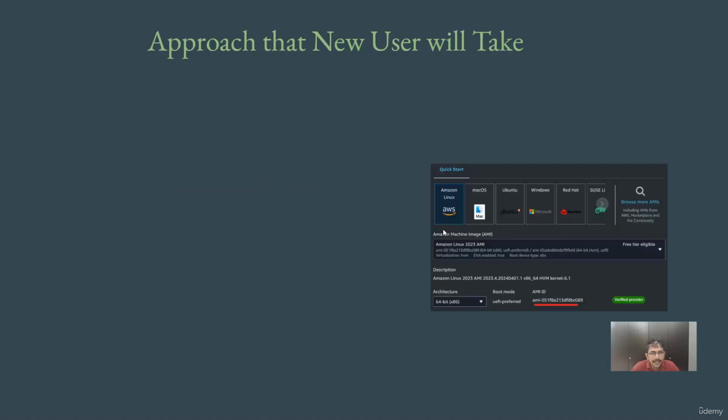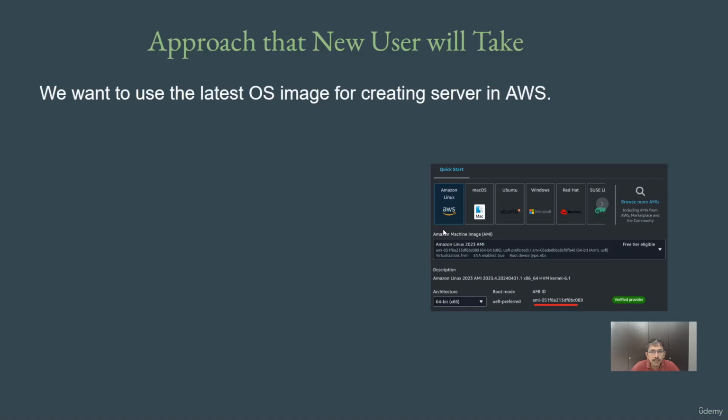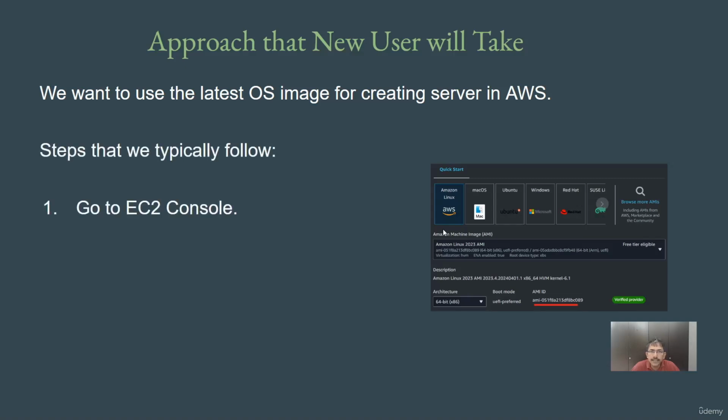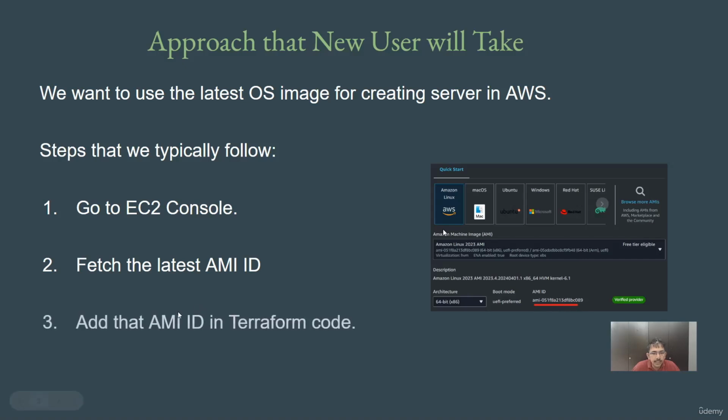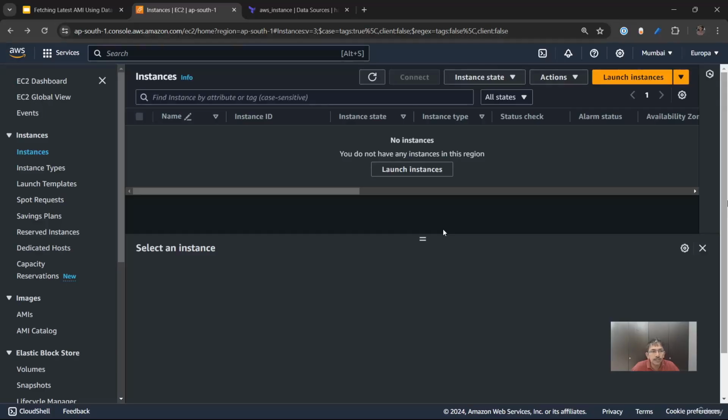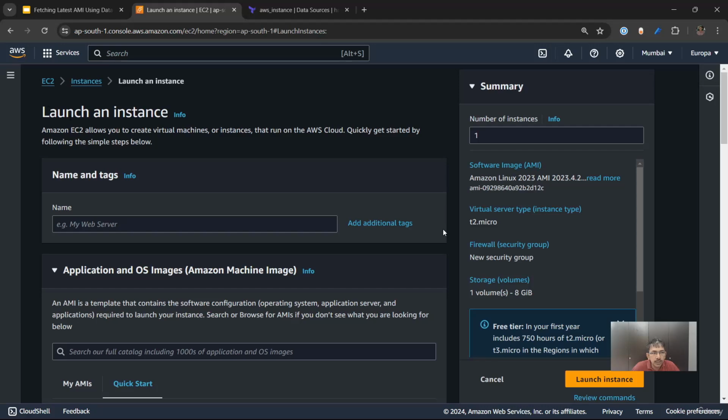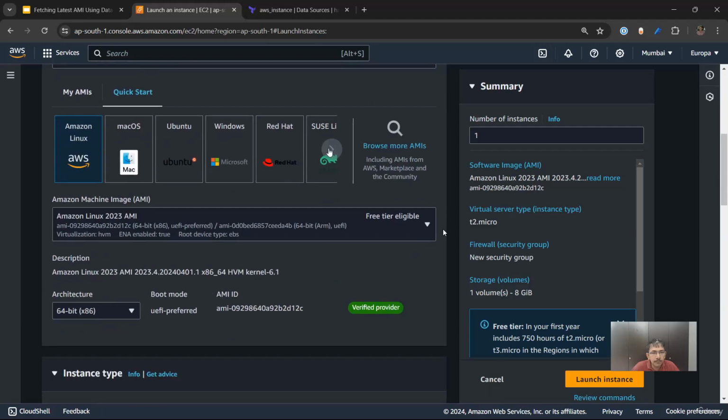Now at this stage, what is the approach that you will take to fulfill the requirement? First is that we want to ensure that the latest operating system image is used for creating the server. So typically the steps that we'll follow is you'll go to the EC2 console, you'll fetch the latest AMI ID, something similar to this. You will add the AMI ID in your Terraform code and you will launch the server. So in fact, let me quickly also show you the workflow. Generally, what an individual will do to fetch the AMI ID, you will click on launch an instance, you will select the appropriate operating system.